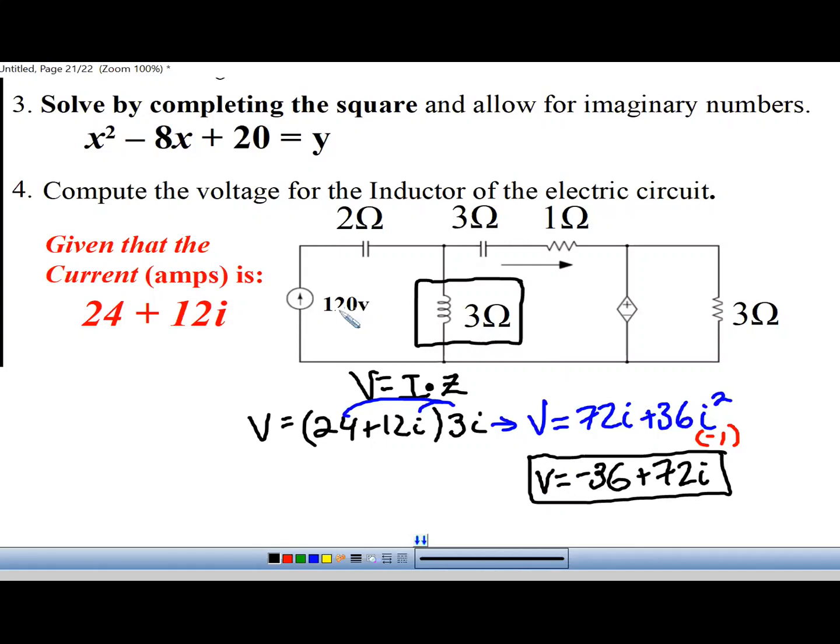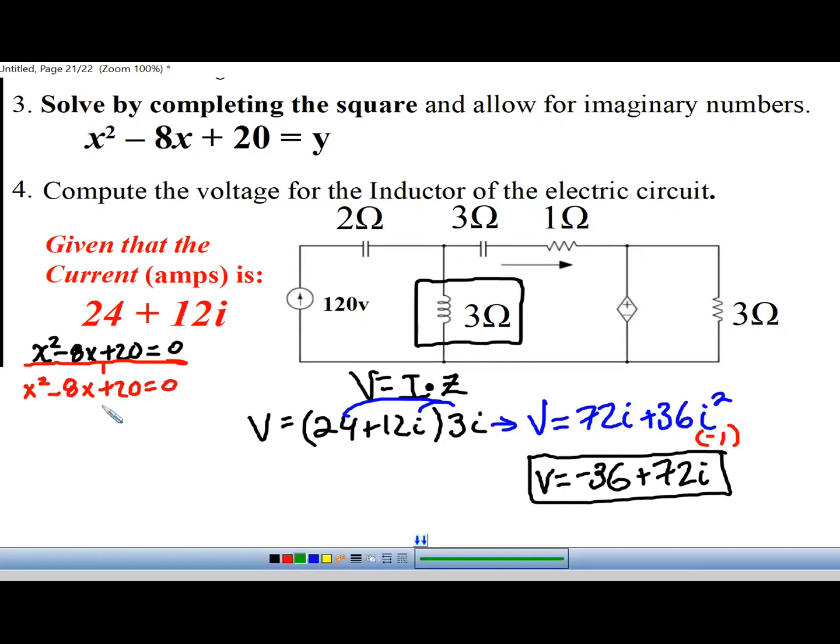All right, over here on the left side, I'm going to go ahead and do number 3. Number 3 reads solve by completing the square, allow for imaginary numbers. And our equation is x squared minus 8x plus 20 equals y. So therefore, I need it in standard form: x squared minus 8x plus 20 equals 0. Next step, divide by the leading coefficient, which is 1. So I end up with x squared minus 8x plus 20 equals 0.